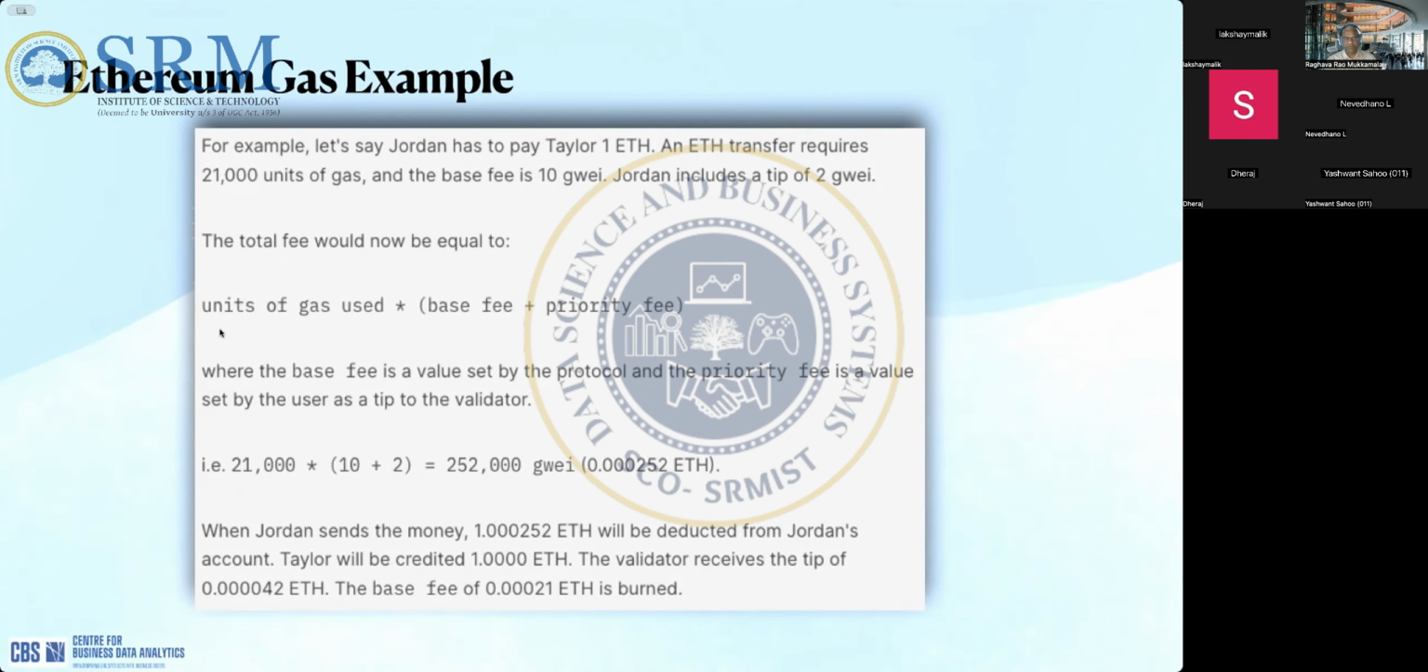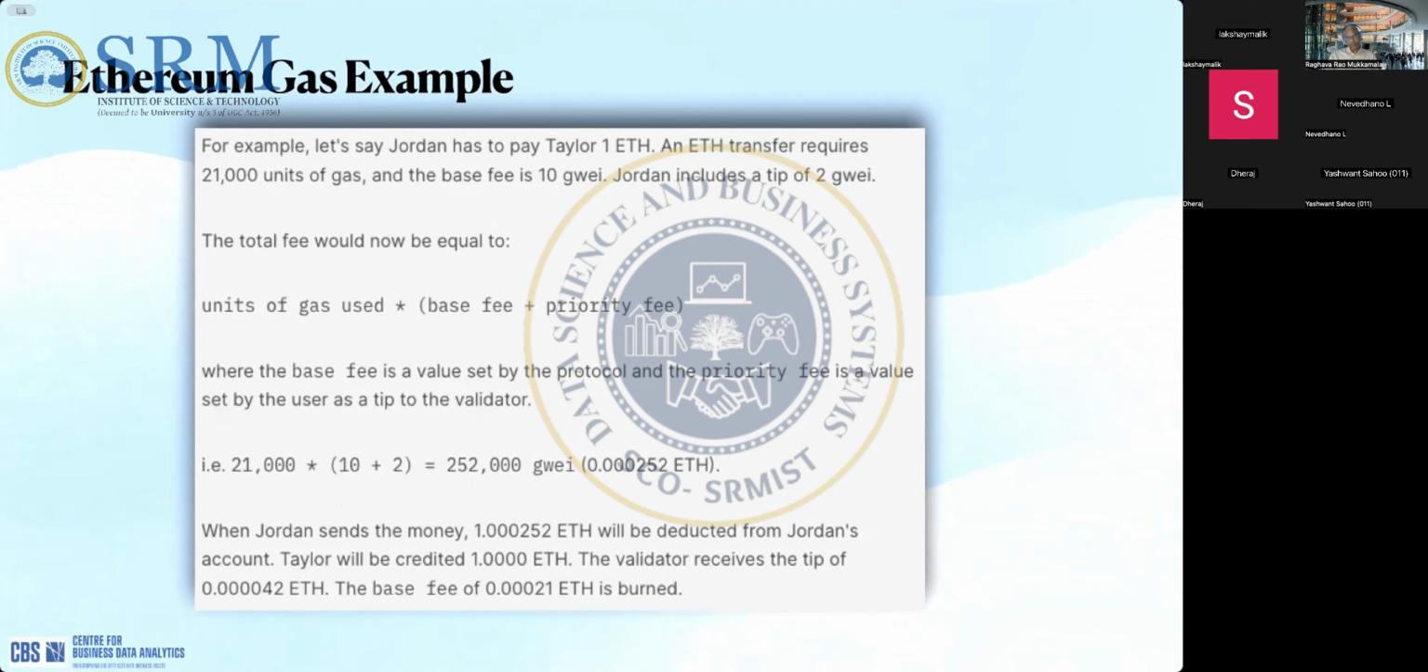So as a tip. Now the total transaction cost: since you need to consume 21,000 units of gas, you multiply by the gas fee, which contains the base fee of 10 Gwei and the priority fee, where we want to leave 2 Gwei as a tip. So it will be 10 plus 2, 12 Gwei, which will be 252,000 Gwei, right? So this is nothing but 0.000252 Ether, equivalent to that.